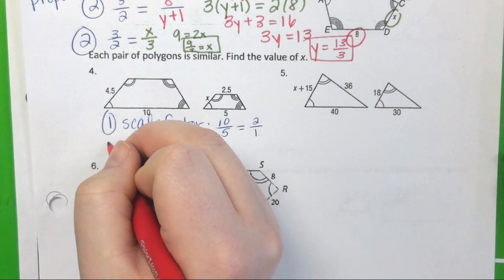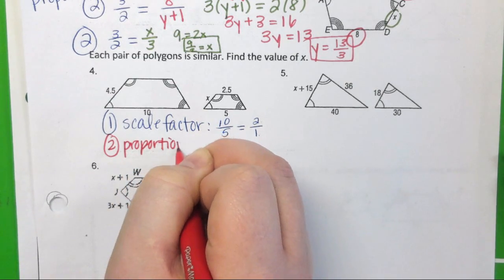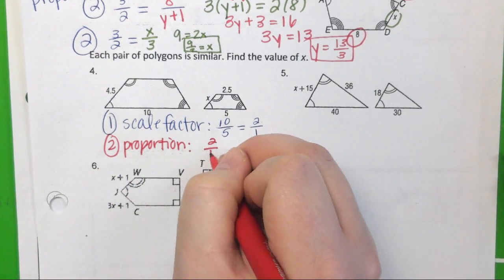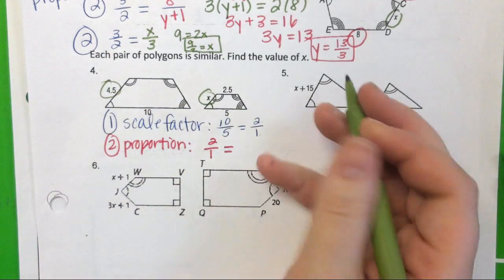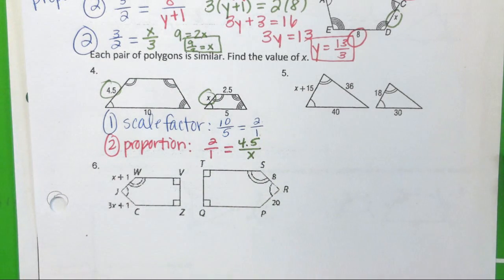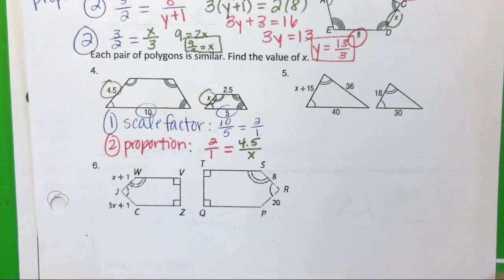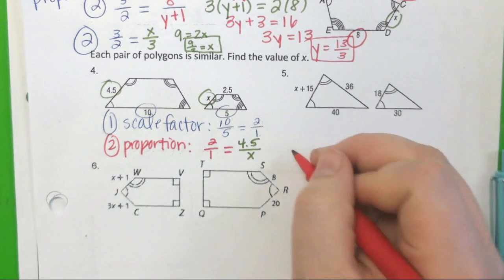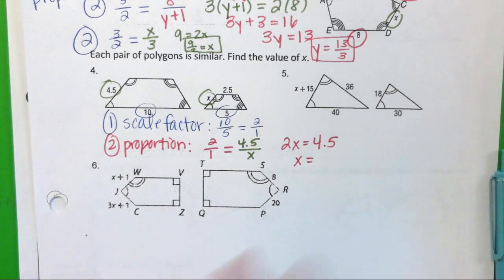So I found my scale factor. My step 2 is I'm going to set up a proportion. So I'm going to say 2 over 1 equals, and then I need something else to put. 4.5 over x. I did 10 and 5 and 4.5 over x. And then I cross multiply and I get 2x equals 4.5. So x equals, I don't know what that is, some decimal.